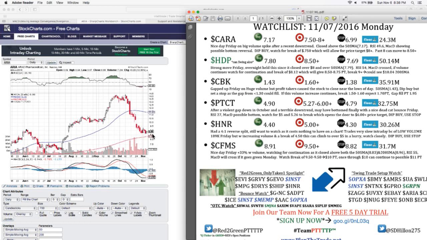But basically, if ARIA can get back above $9, start closing above 9, I can see right away small resistance here, 9.25. But basically, if this can break 9.50, now you're battling this.